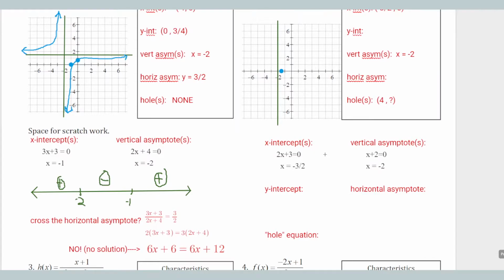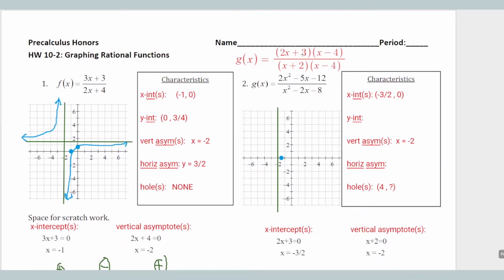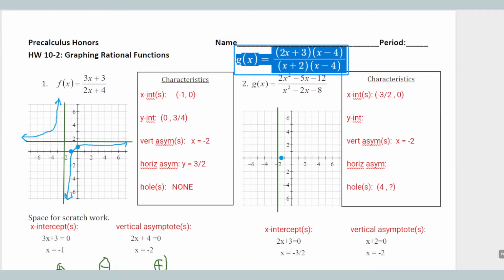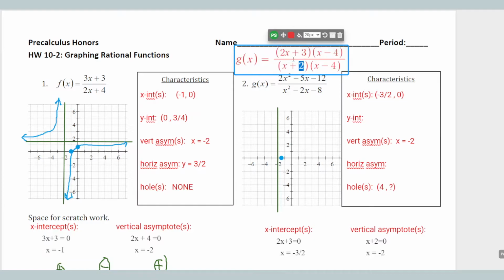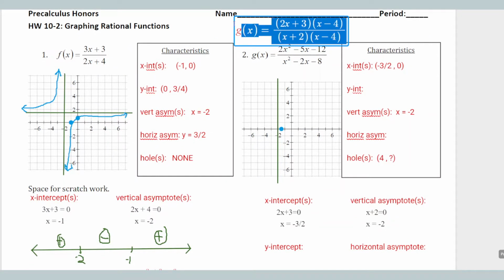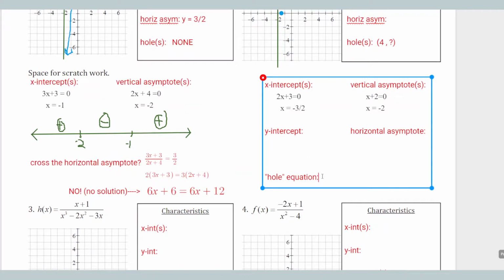Now to find the y-coordinate of the hole, we're going to rewrite this equation, but have these x minus 4's canceled out so that I can successfully plug in 4. If I just plug in 4 the way that it's written, I'm just going to get 0 over 0, which is undefined, and that's not going to give us the y-coordinate of the hole. To get the y-coordinate, we're going to plug in 4 to just this first half, 2x plus 3 over x plus 2. So I'm going to do that down here.